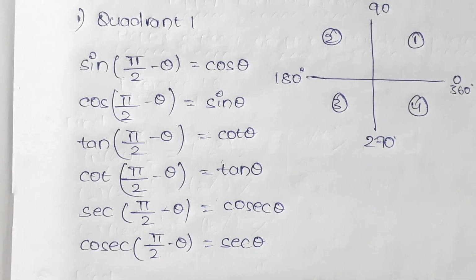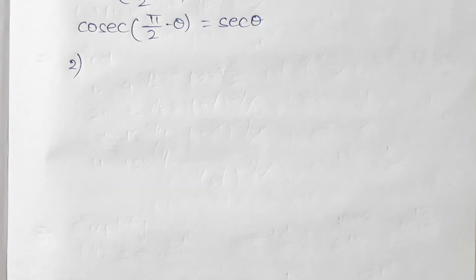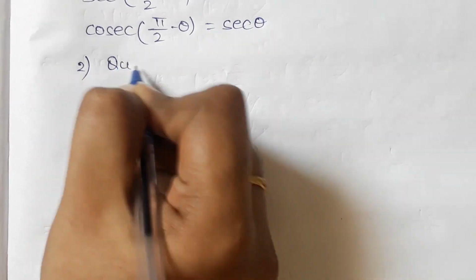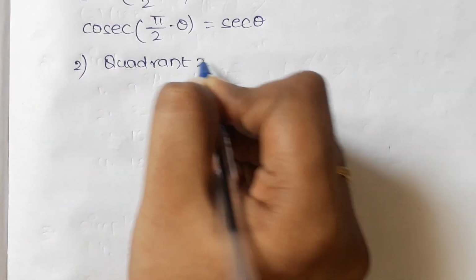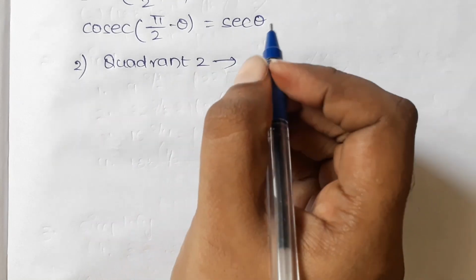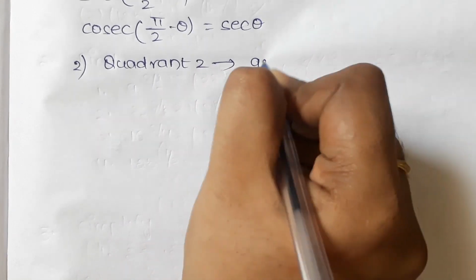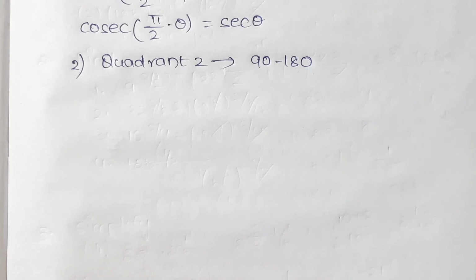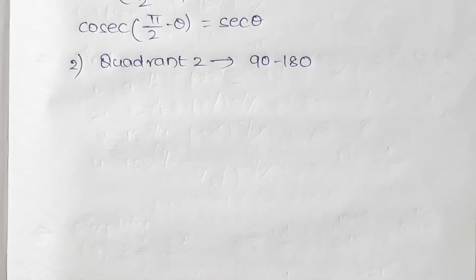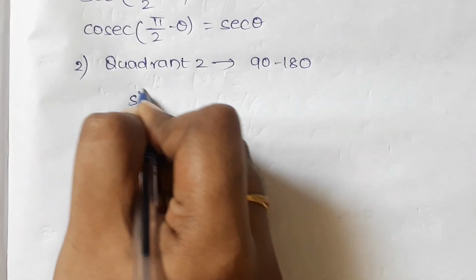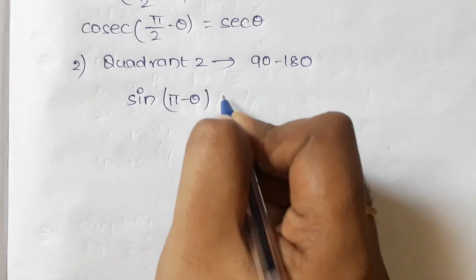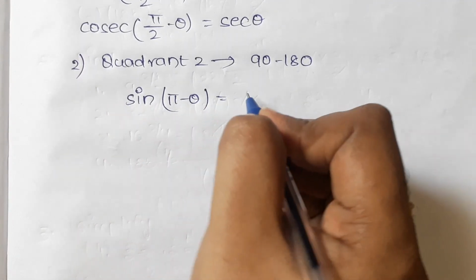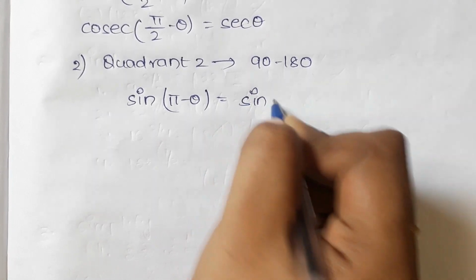Now let us see the second quadrant, from 90 to 180 degrees. Here we have 180 degrees. Now sin of pi minus theta, where pi is 180 degrees, is sin theta.